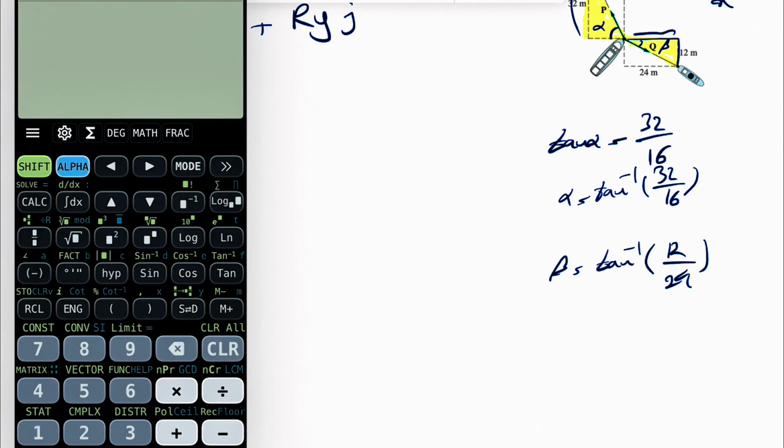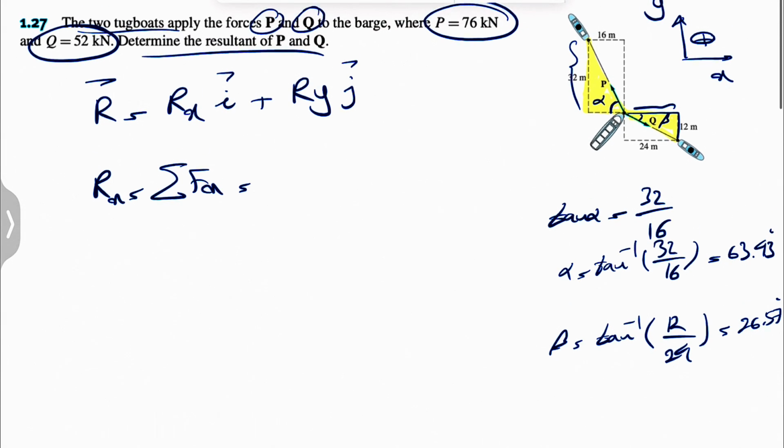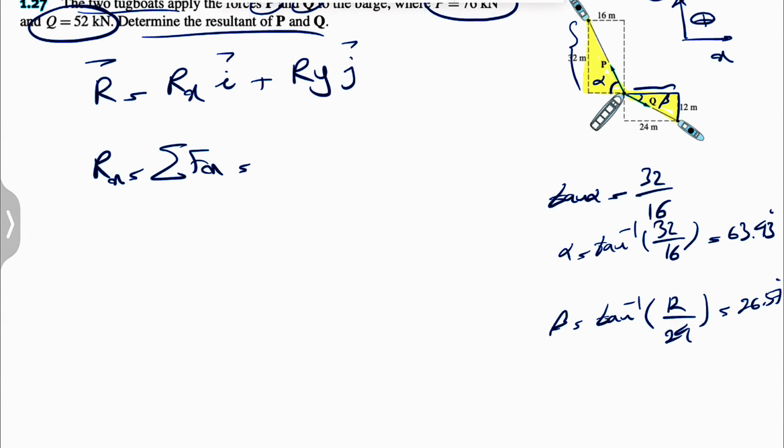So let's just calculate each of these. For alpha, tangent inverse of 32 divided by 16 is going to be 63.43 degrees. And for the other one, tangent inverse of 12 divided by 24 is 26.57. So now that we have the angles with the x-axis, we can resolve each of these two forces into x and y components. This will be our x component of P, and the other one would be the y component, and also for Q, this will be the x, and this will be the y component.